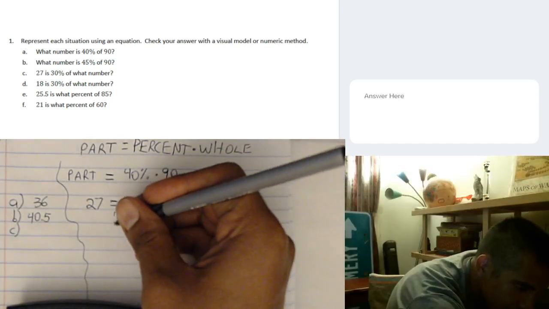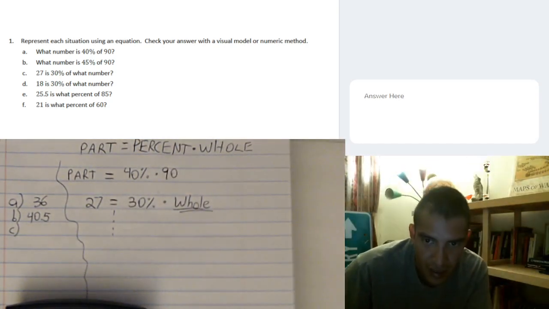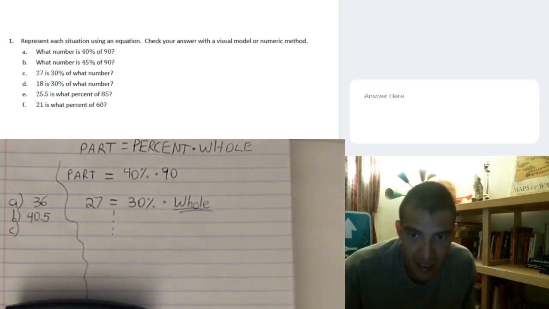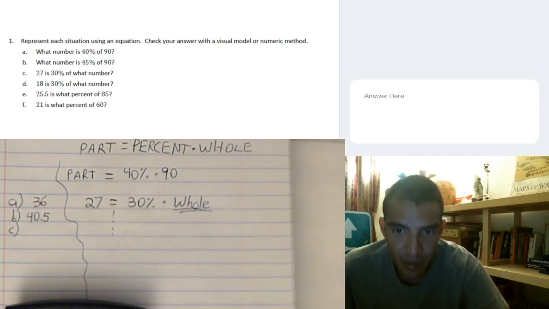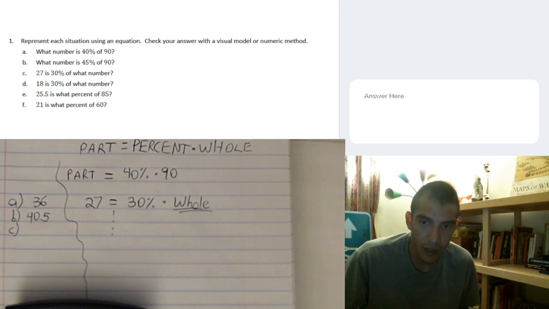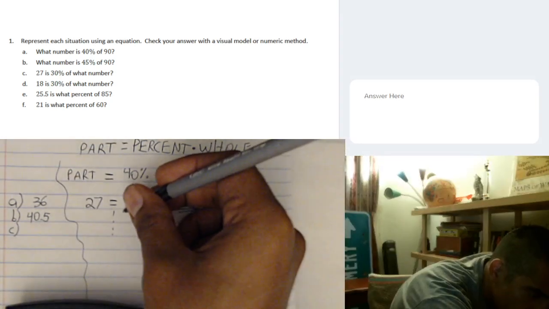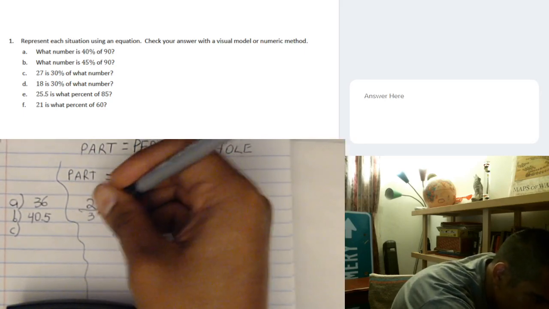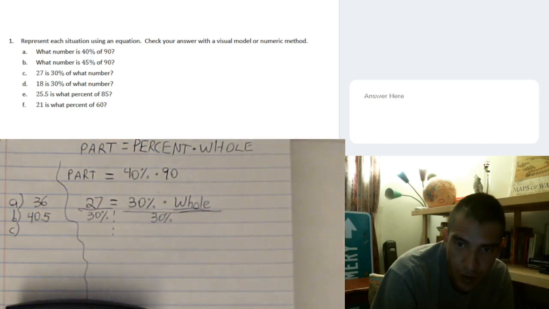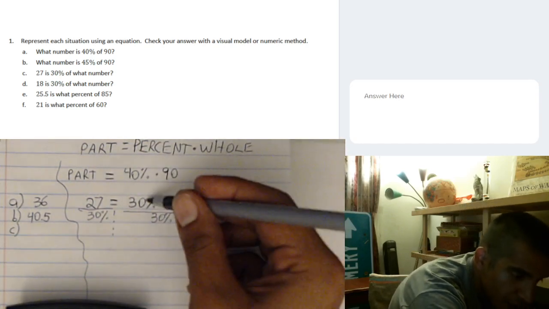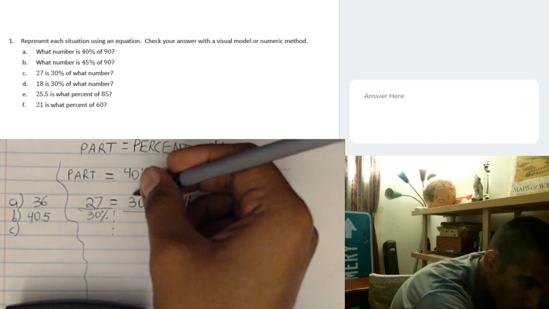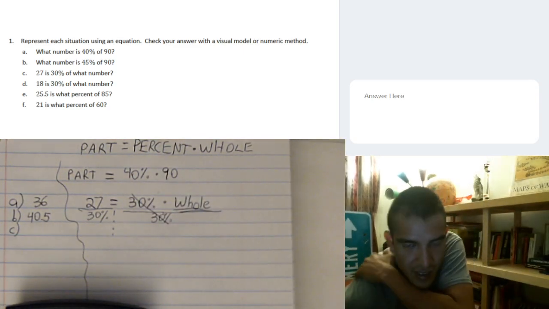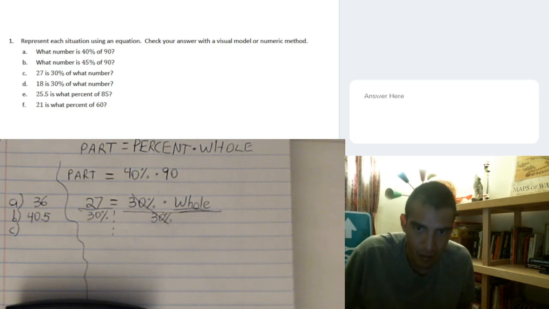So think back to last year, put a little dotted line on your equation, and think: if I just want the whole by itself, but next to it I have times 30%, how do I get rid of times 30%? The truth is you're going to divide by 30% on both sides. I hope this looks familiar. 30% divided by 30% on this side equals 1, and 1 times the whole is just the whole. That's why I crossed them out, because it won't change the answer.